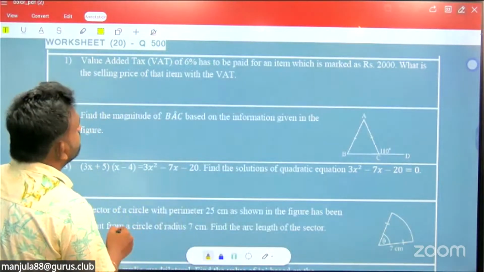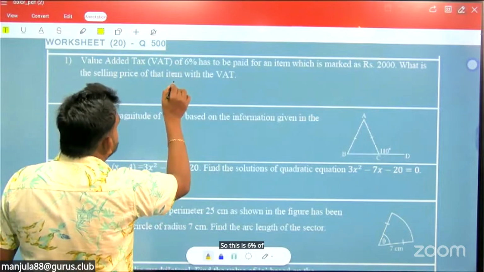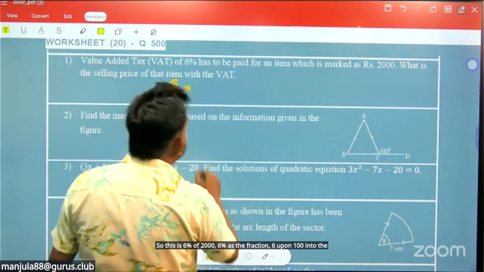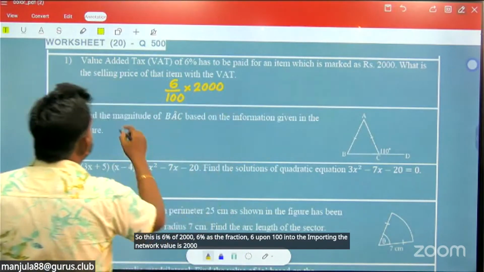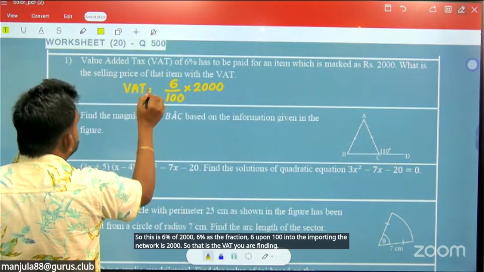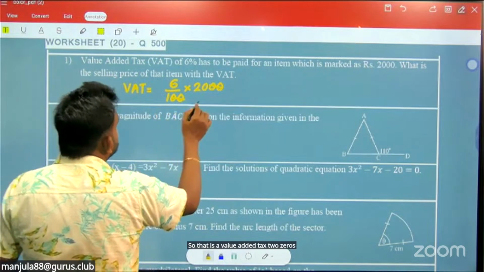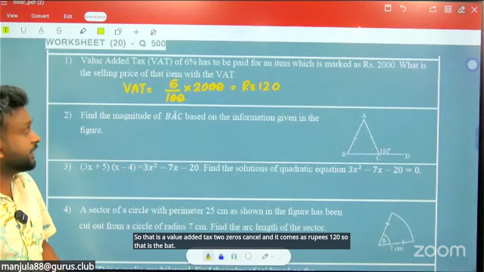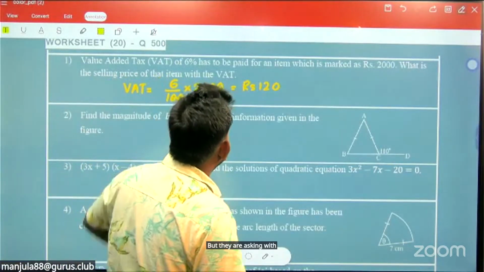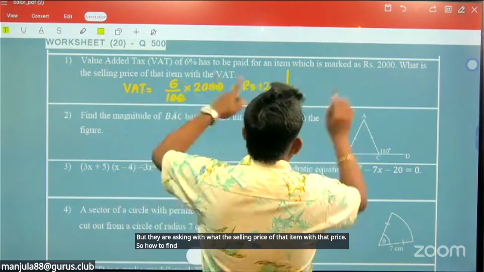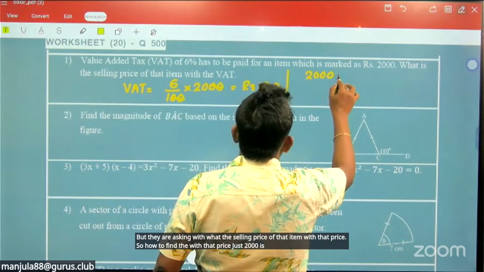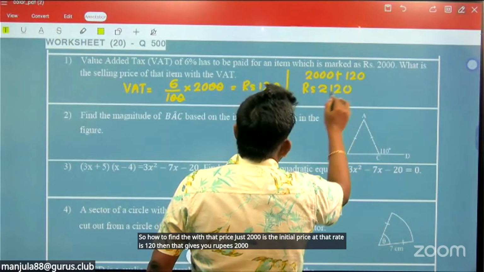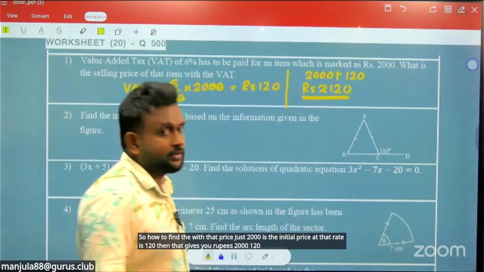So VAT is 6% of 2000. 6% as a fraction, 6 upon 100, into the net value, which is 2000. So that is the VAT you are finding. The 2 zeros cancelled, and it comes as rupees 120. So that is the VAT. But they're asking the selling price of that item with VAT. So how to find the with VAT price? Just 2000 is the initial price, and that VAT is 120. Then that gives you rupees 2120. That is the with VAT price.